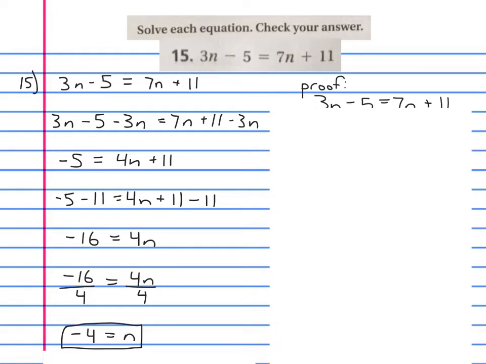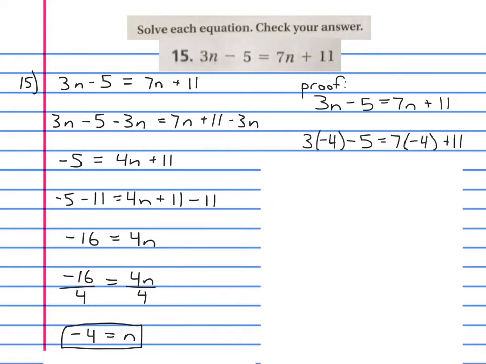So to do the proof on this, we write the original equation, 3n minus 5 equals 7n plus 11, and we put parentheses wherever n was, and inside we put that negative 4 that we found it to be. And then we need to simplify. We need to simplify by first doing this multiplication.